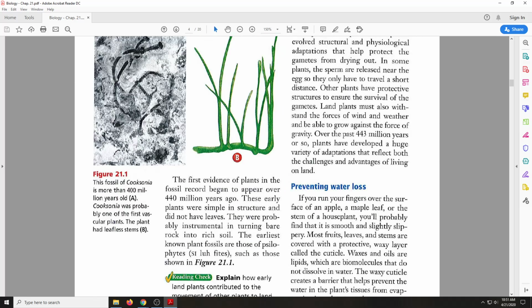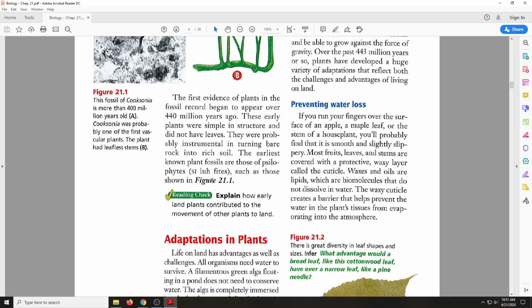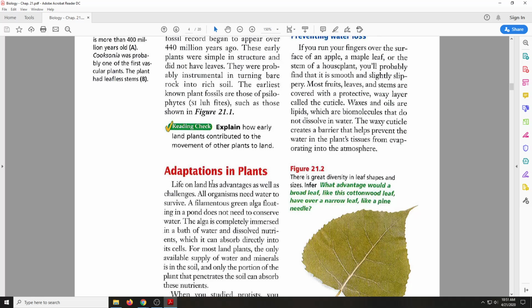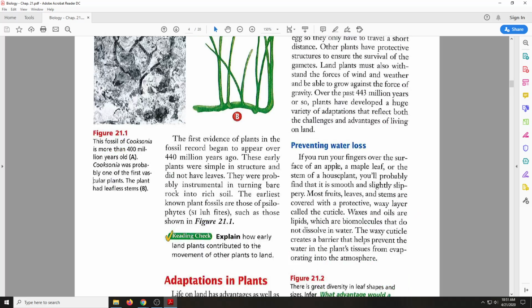We have some fossil evidence to say that maybe 440 million years ago, the plants started forming up. They probably didn't have leaves yet. They did not get that adaptation, according to this timeline. But plants do have a lot of adaptations today. So over time, plants have gained these adaptations.